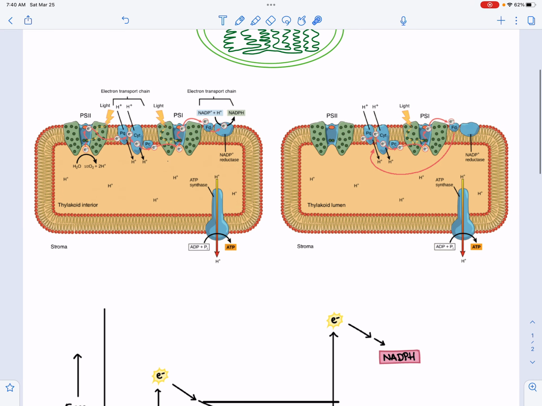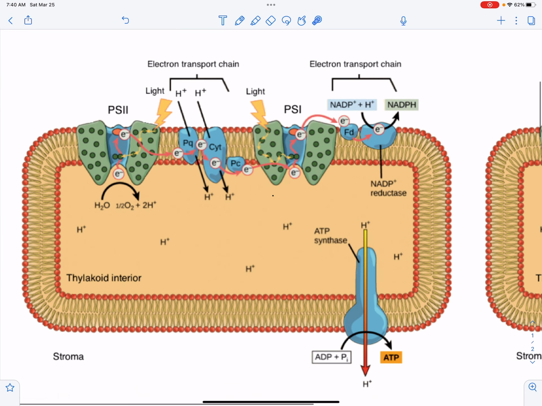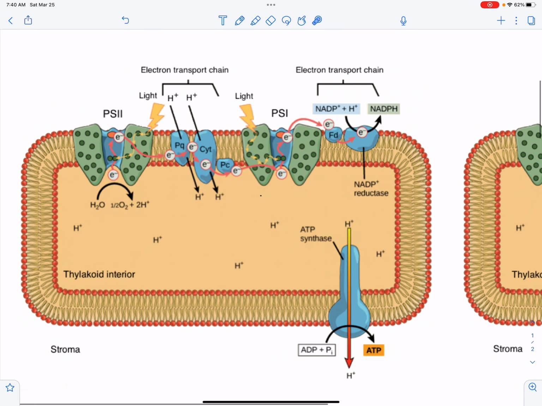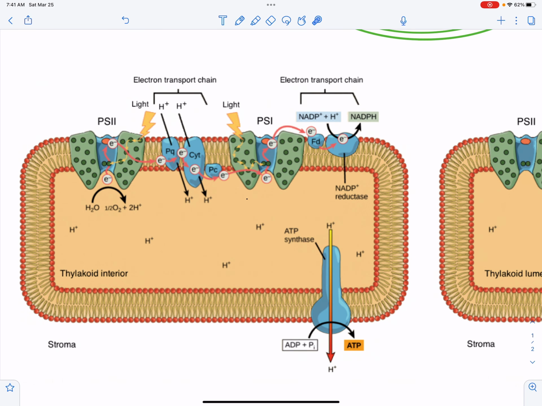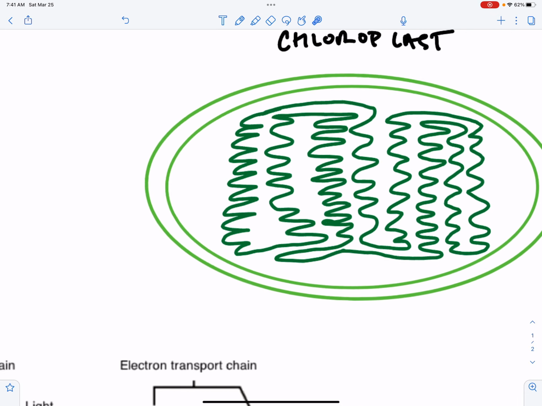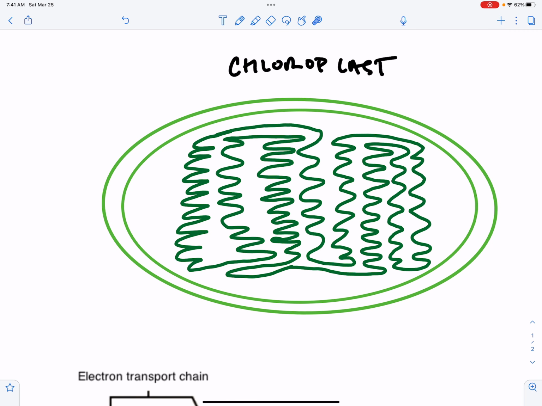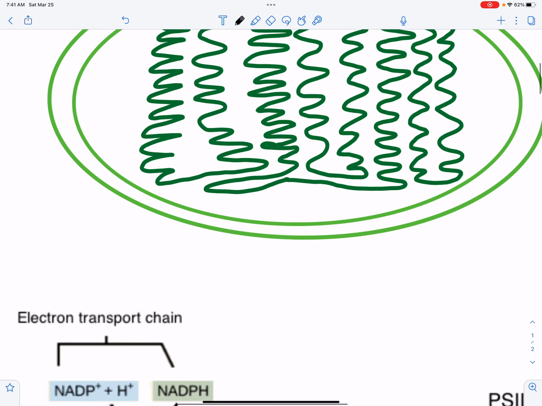So I think I gave you this image when you were solving the puzzle, and I like it for a couple reasons. I think it's really detailed and it's easy to see all of the different steps, but I don't like it because it makes you think that the thylakoid membrane is really small and just one little jelly bean. But in fact, you know from the structure of the chloroplast that the thylakoid membrane system is actually super giant and highly folded, very convoluted, as they say.